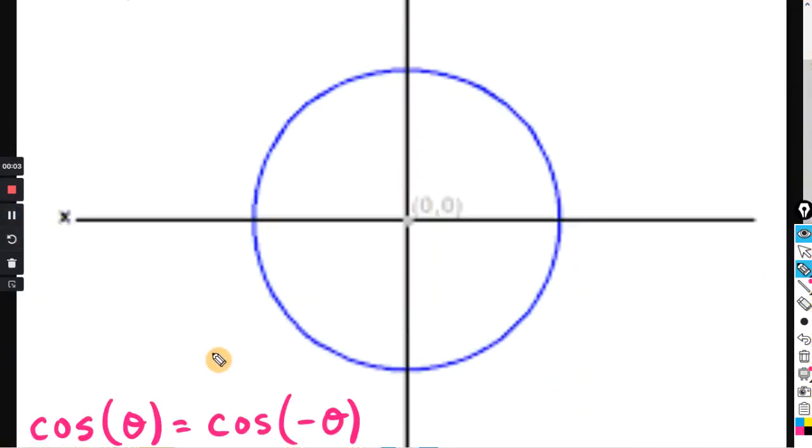All right, for this video, I intend to prove a couple of trig identities. The first is that the cosine of theta equals the cosine of negative theta.